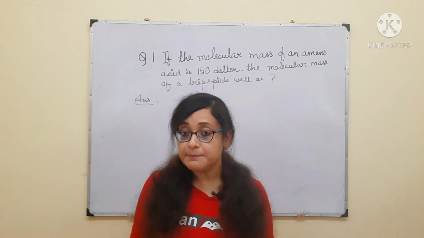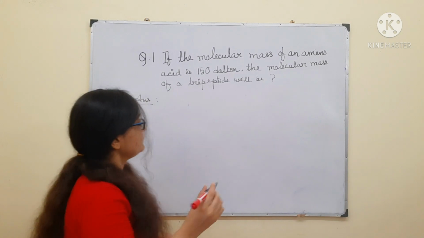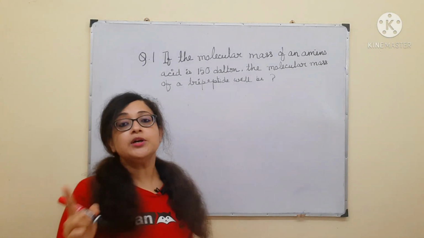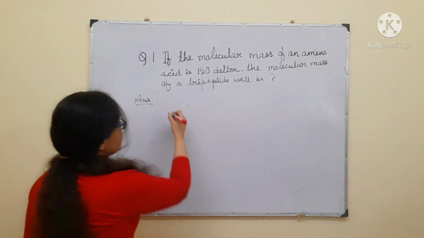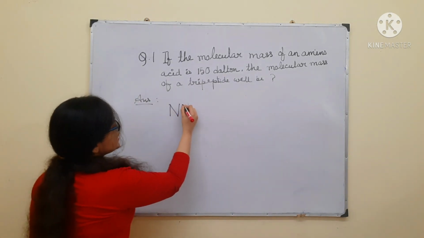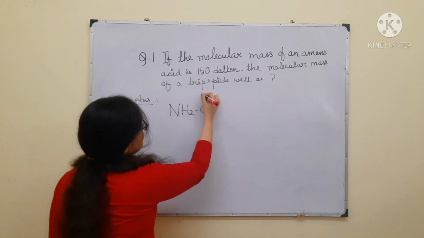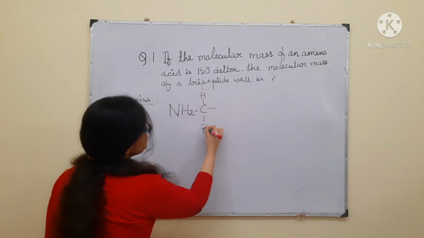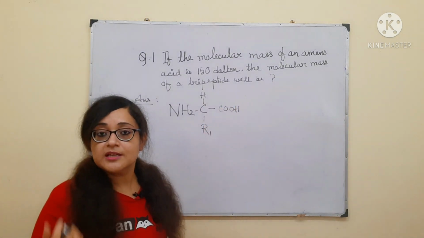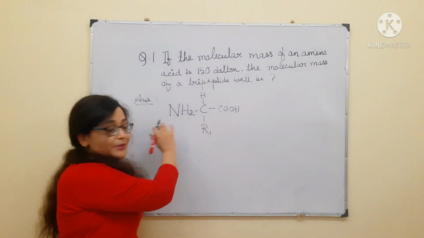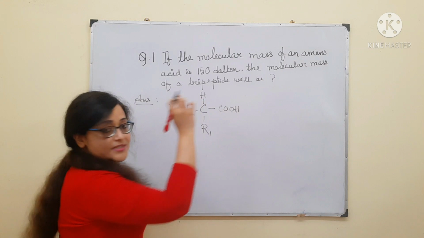So let me first tell you how a peptide bond is formed. See, peptide bond is formed between two amino acids. Fine. So let me just try to write the structure of an amino acid. This is the general structure of an amino acid. Why do we call it amino acid? Because it contains an amine group. This is an amino group. Acid means carboxylic acid, and this is the carboxylic acid group.